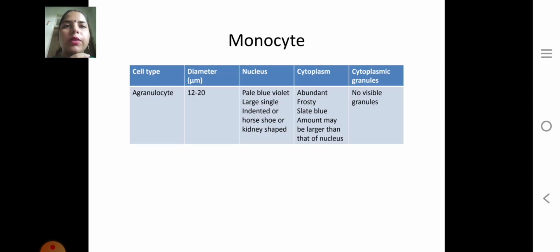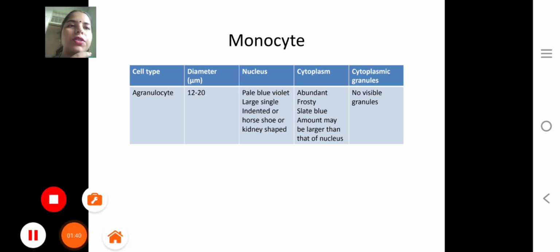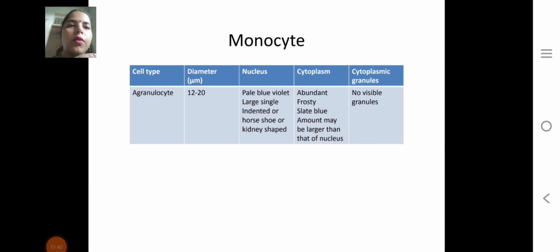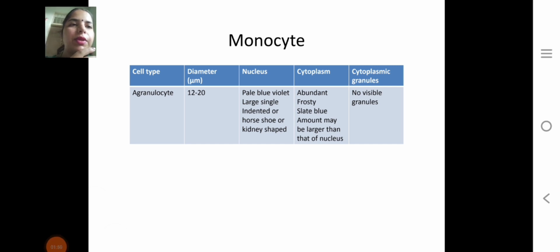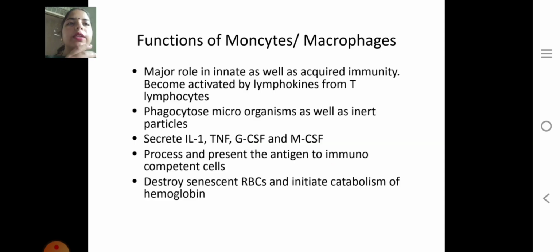Monocytes are agranulocytes with a diameter of 12 to 20 micrometers. The nucleus is pale blue-violet and large, single, indented, horseshoe or kidney shaped. Cytoplasm is abundant, frosty blue. The amount may be larger than that of the nucleus. There are no visible cytoplasmic granules.